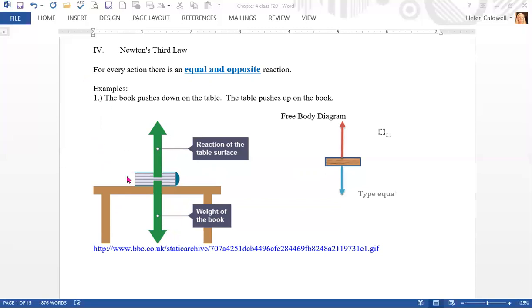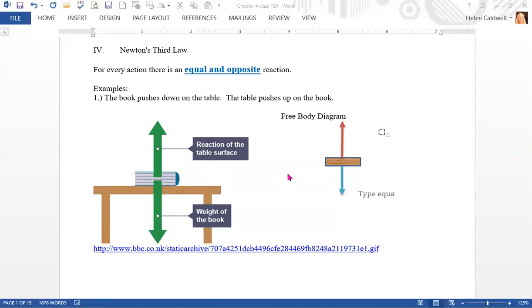So a typical example is to put a book on a table. Gravity is pulling the book down. That's the weight of the book. But the table is supporting the book. That's why the book sits still. So the weight pulling down is balanced by the table pulling up.